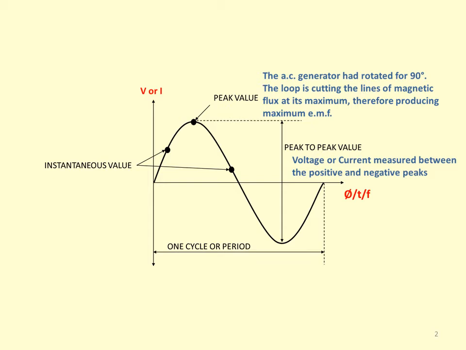Peak to peak is the voltage or current measured between the positive and negative peaks. To find the total peak to peak value, we would generally multiply the peak value by 2.